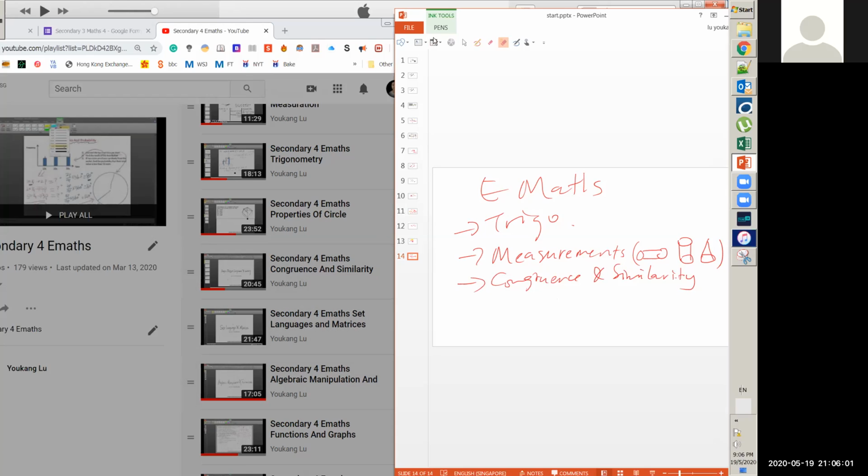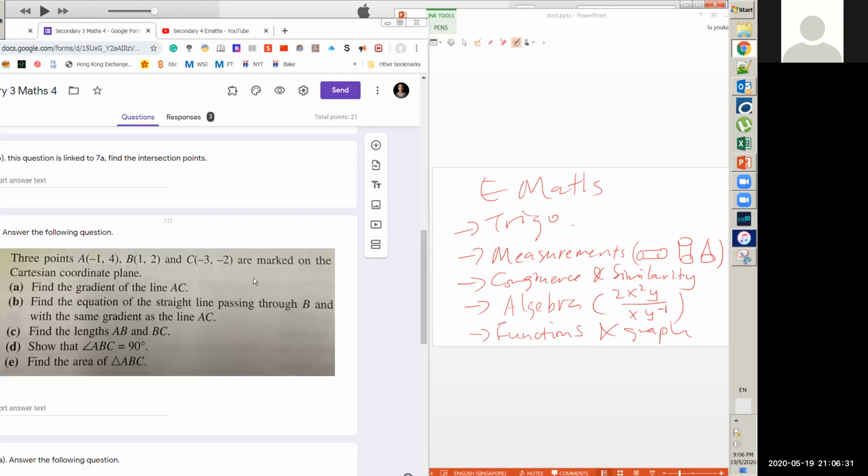The algebraic manipulation, which is the indices part. Basically algebra. So that means like you have 2x to something, and then how do you simplify this? You still remember? And then of course, functions and graphs. I think you have already practiced it over here. This one, coordinate geometry, gradient of line AC. This is under functions and graphs.